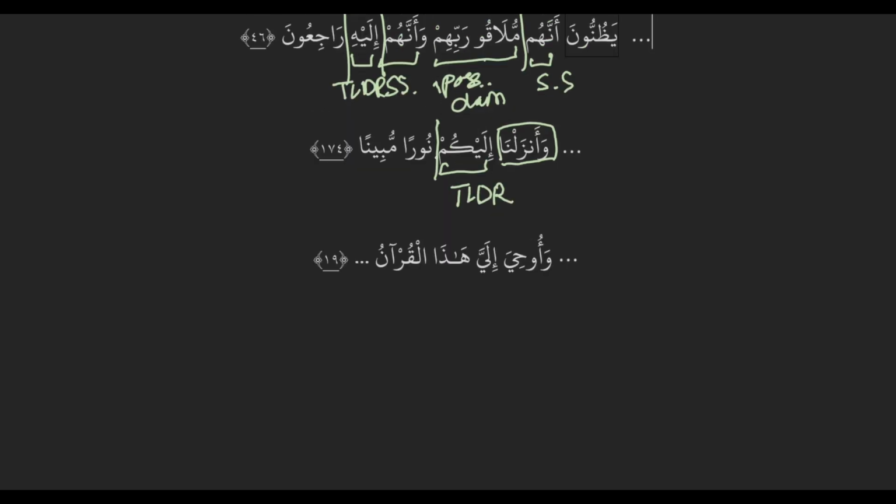break there. Next, nuran and mubinan. Nuran is general. Mubinan is general, and mubinan is also an adjective, because it means clear. So nuran mubinan is a descriptive. Good. Descriptive, right. A general noun followed by a general adjective, or a general noun followed by a general description. So here we have a descriptive.